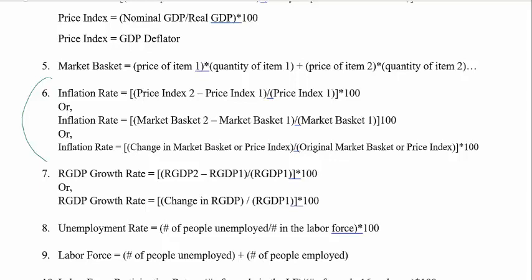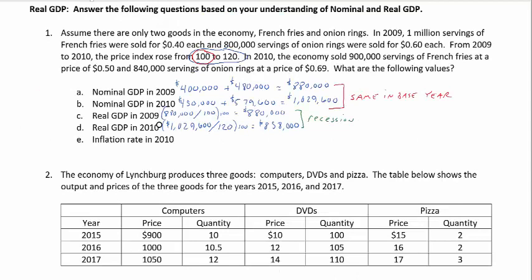In this case we were given the price index. So the original price index was 100. The new one is 120. So if we find the difference between them, we get 20. So then we take that change of 20 and we divide by the original amount of 100, multiply by 100, and we get inflation of 20%. So that's how we do that. So we are finished with number 1.